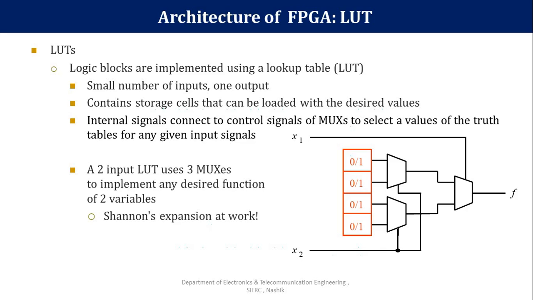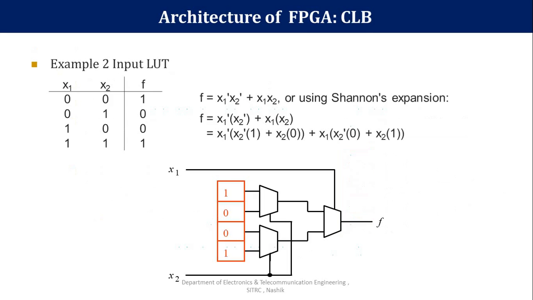The two input lookup table uses three multiplexers to implement any desired function of two variables, and this is derived using the Shannon expansion, 2 raised to n minus 1. Means 2 raised to n minus 1 multiplexers are required to implement a function having n variables. If a two variable function is provided, 2 raised to 2 minus 1 means 4 minus 1 equal to 3. 3 multiplexers are required. If it is a 3 input, 2 raised to 3 is 8, minus 1, 7 multiplexers are required. In this way you can implement the lookup tables.